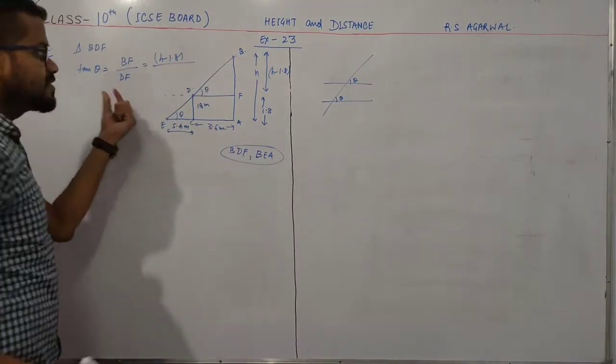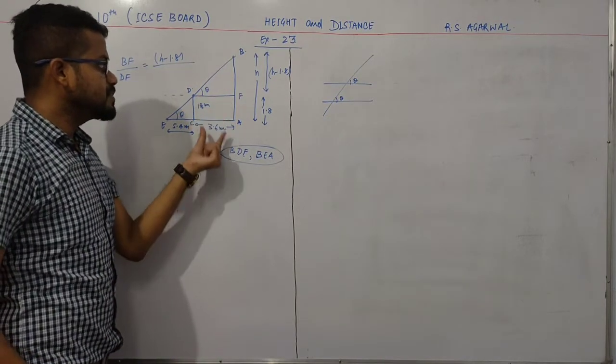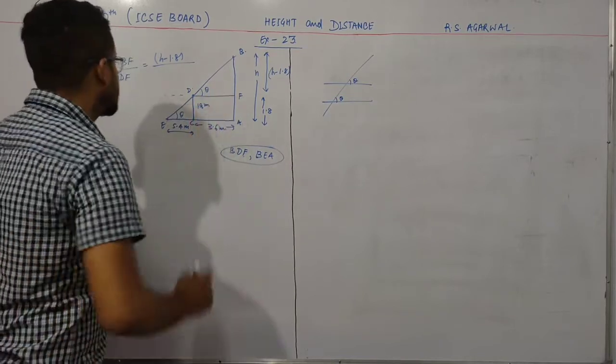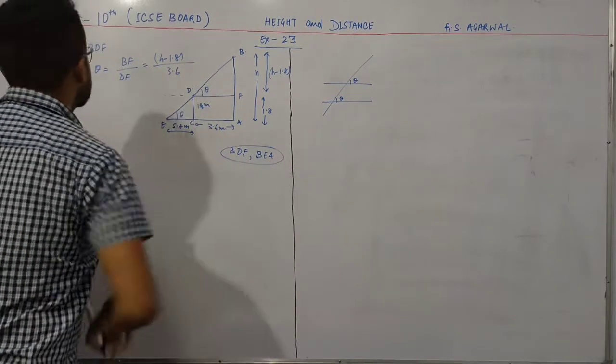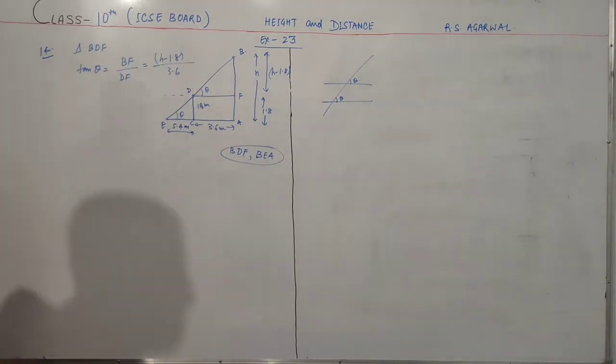And this is DF. If this is 3.6, so this is also 3.6 because both are the parallel sides of a rectangle. So this is 3.6. Okay, so tan theta is equal to H minus 1.8 upon 3.6.